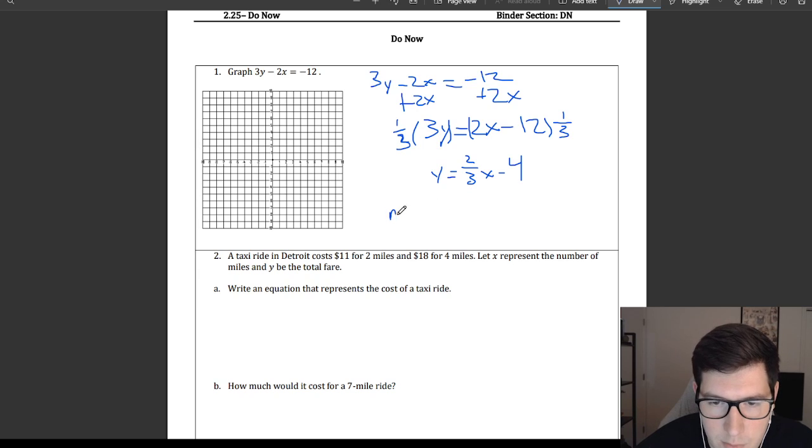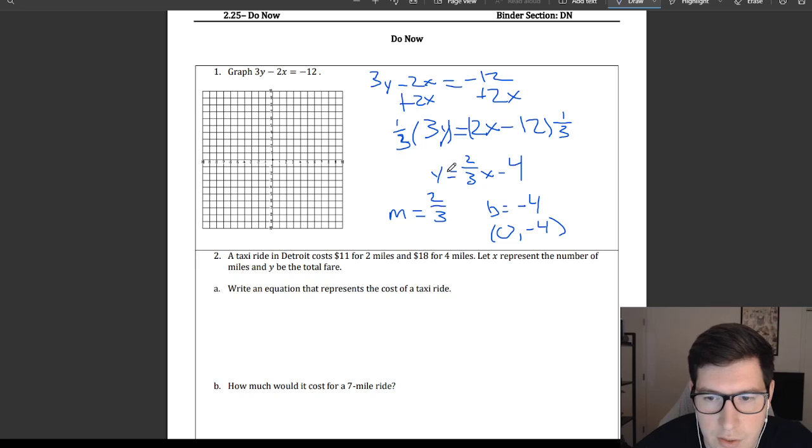And so what this is going to show me is that our slope, or our m value, is going to be 2 over 3. And that our b value, also known as our y-intercept, is going to be negative 4, which remember is, when we write it as a point, is going to be 0, negative 4.